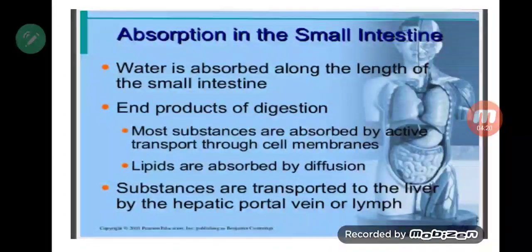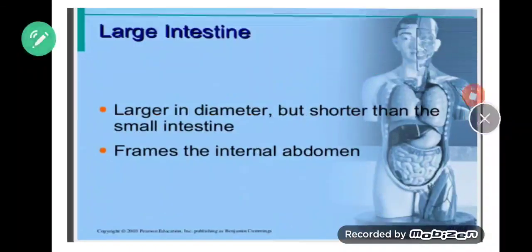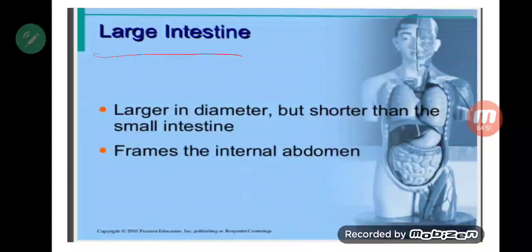Water is absorbed along the length of the small intestine, and in the small intestine the end products of digestion are absorbed. Most substances are absorbed by active transport through the cell membrane. Lipids are absorbed by diffusion. Substances are transported to the liver by the hepatic portal vein or lymph. Now we will talk about the large intestine. It is large in diameter but shorter than the small intestine.